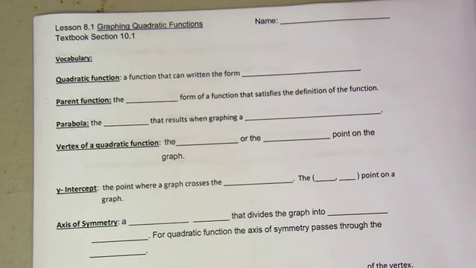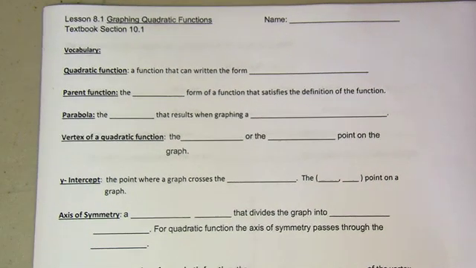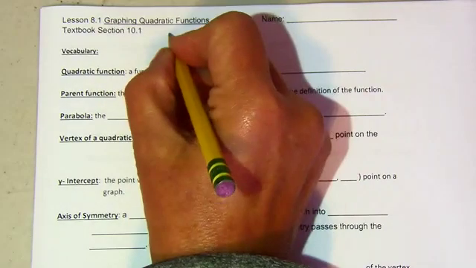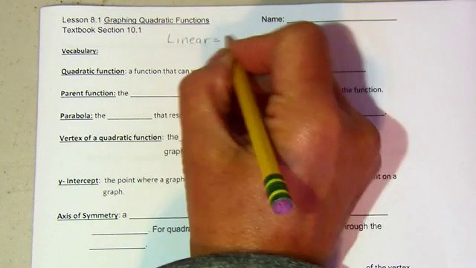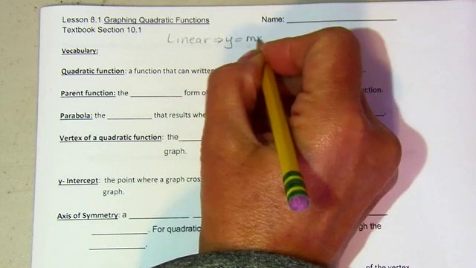Okay, here we go. Lesson 8.1. Lesson 8.1 is a graphing unit, and we are going to be graphing quadratic functions. We've graphed other things in this class. We've graphed linear functions. You don't have to write this in your notes, but linear functions are those functions that are like y equals mx plus b.